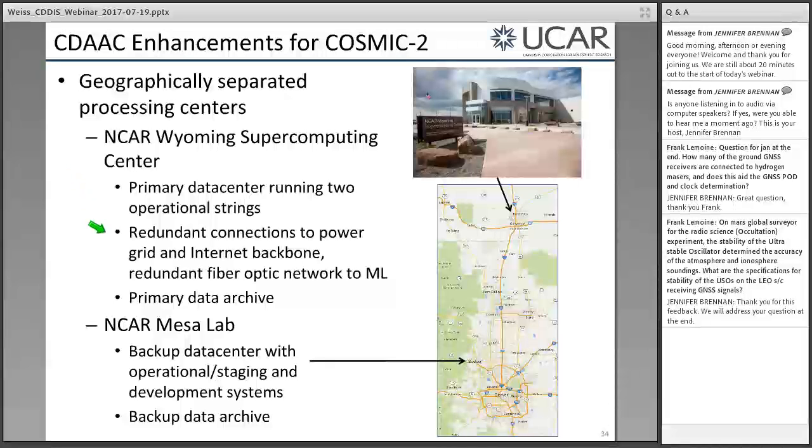So this data center is very nice. It's got redundant power suppliers and internet backbone connections, has redundant fiber connections here back down to Boulder, and it's also where we house the primary data archive. At the Mesa Lab facility here in Boulder, we'll have the backup data center. So this is where we have an additional staging/operation system, as well as our development system and another data archive.